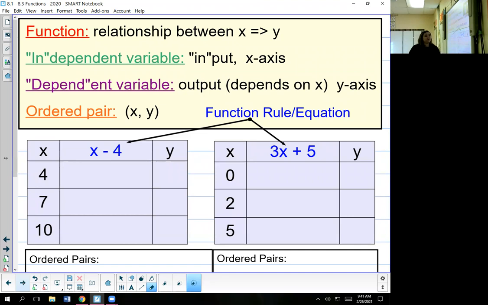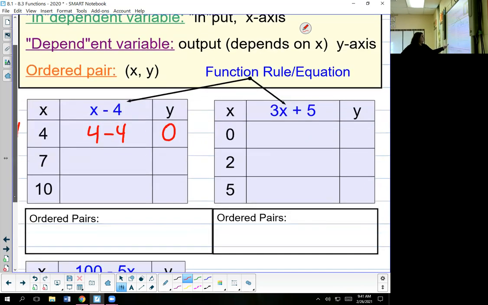A function rule or equation in this case would be basically telling you what to do in order to get your answer. So basically, we're solving equations in a sense. Okay, we're plugging them in. So for instance, for the first one here, again, this one should be very simple. If I tell you the input x, the independent variable, is 4, what would be my output? So all you do is 4 minus 4, and that is 0. So my ordered pair there would be 4, 0.